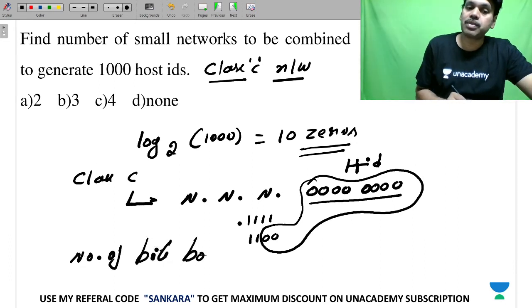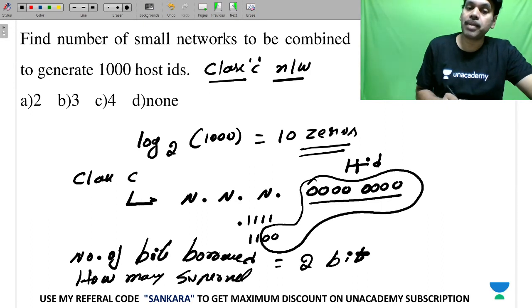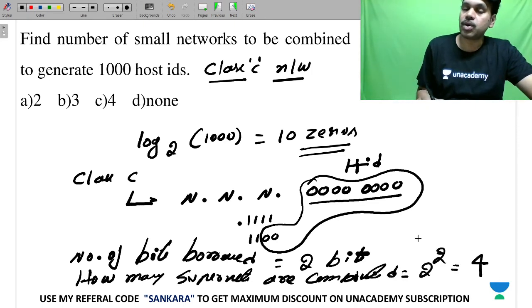Number of bits borrowed is equal to 2. So how many supernet blocks are combined? It is nothing but 2 power 2. So 4. So 4 class C networks are combined.